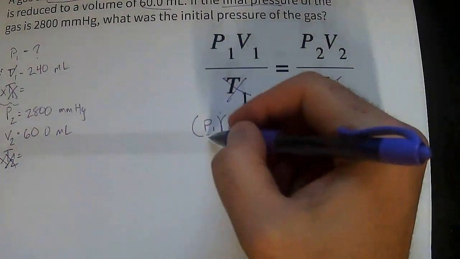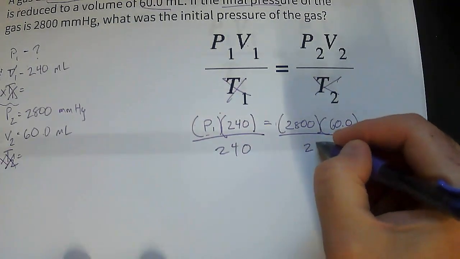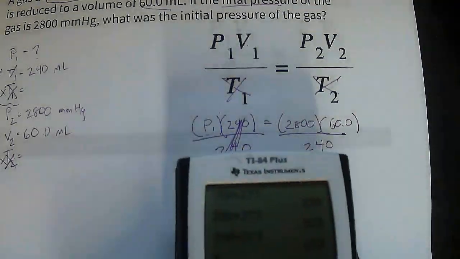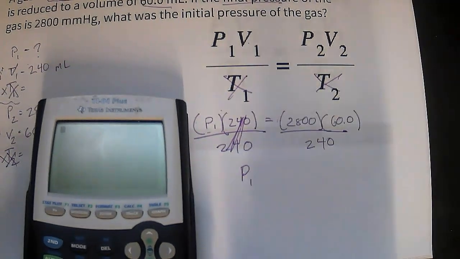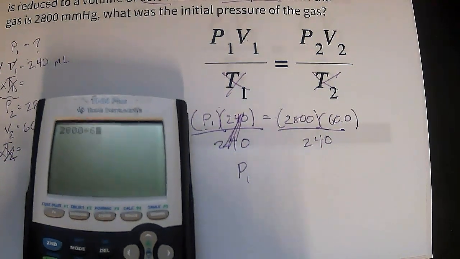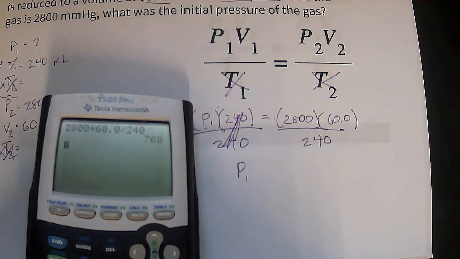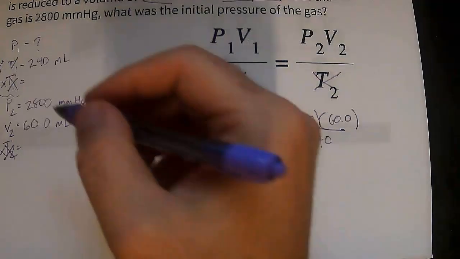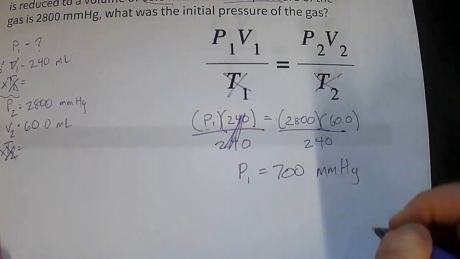Well, how do we solve that? Mathematically, we just divide each side by 240. Divide by 240. That cancels out, so that gives us P1, and now we do the math. So 2,800 times 60.0 divided by 240, and that gives us a pressure of 700, and then we want to make sure we have the right unit. So that unit is going to be millimeters of mercury.